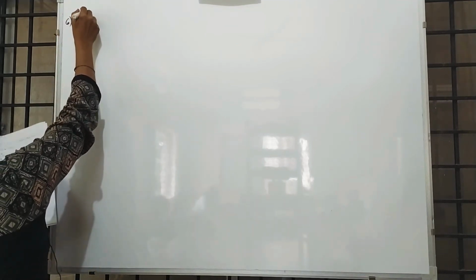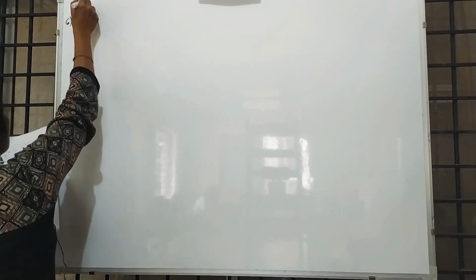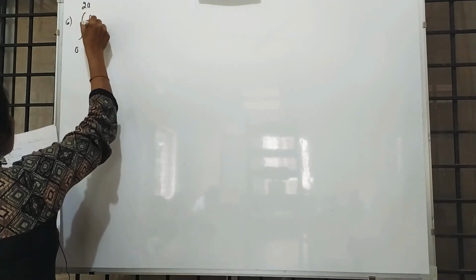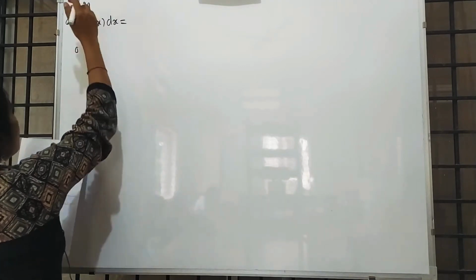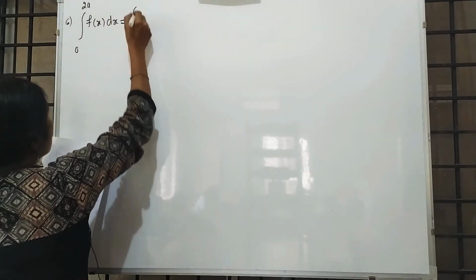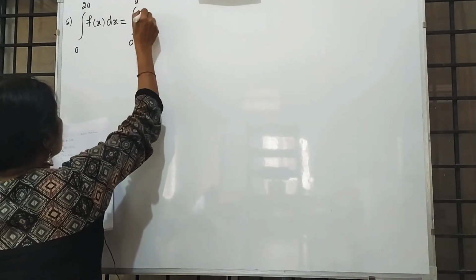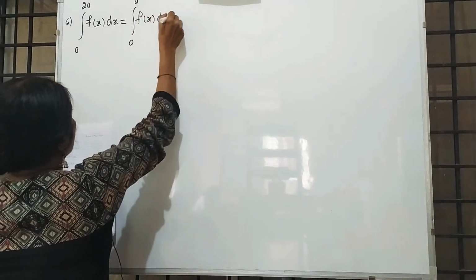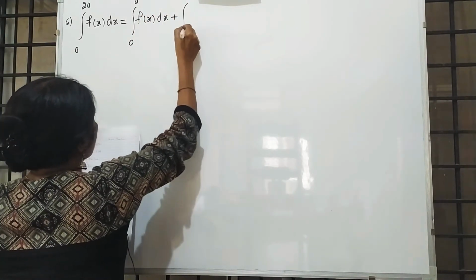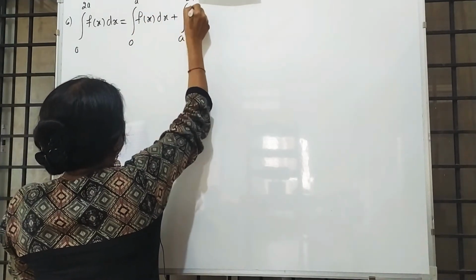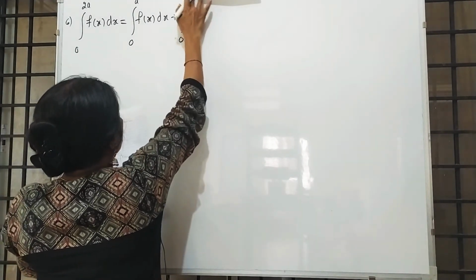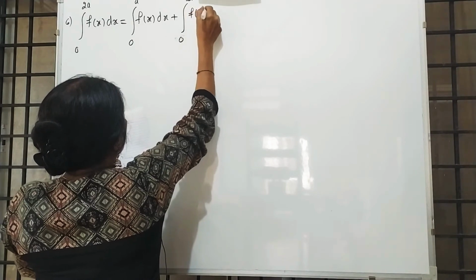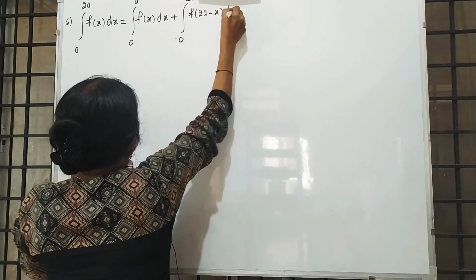Sorry. Integration from 0 to 2a of f of x dx is equal to. See, the midpoint of 0 to 2a is a. It is integration from 0 to a of f of x dx plus, sorry, 0 to a only, integration from 0 to a of f of 2a minus x into dx.